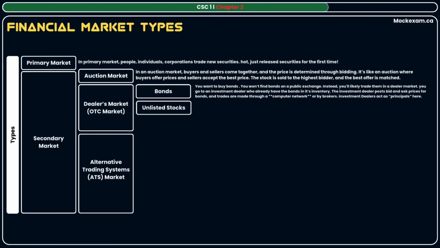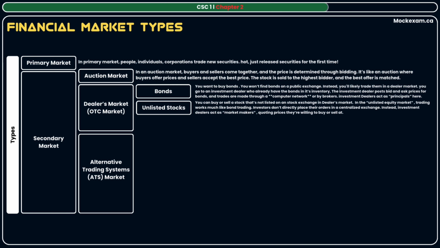And we said that unlisted stocks or securities are also traded in the dealer's market. You can buy or sell a stock that's not listed on a stock exchange in dealer's market, in the unlisted equity market. Trading works much like bond trading. Investors don't directly place their orders in a centralized exchange. Instead, investment dealers act as market makers, quoting prices they're willing to buy or sell at. Your dealer will check the market maker's prices, choose the best price for you, and then complete the transactions. Dealers make money by charging a commission for this service.